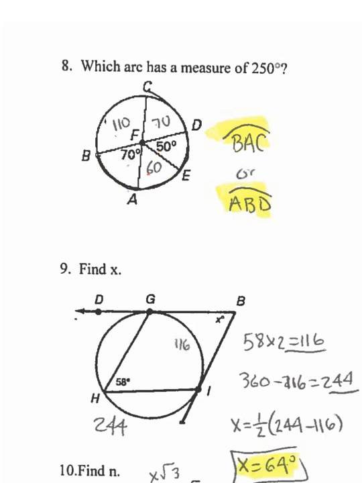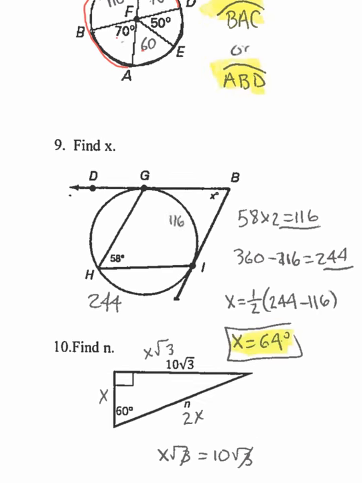And then there's a second choice here, and again, it's multiple choice, so only one of them will work. But if you go A, B, D, start at A, go through B till you get to D, 70, 70, 110 also gives you 250.